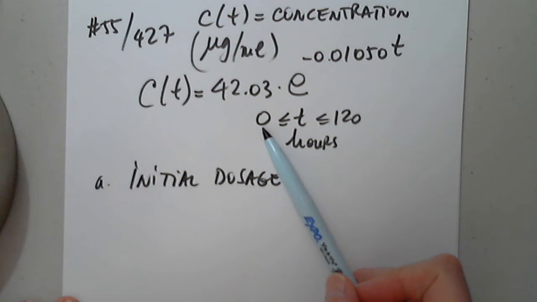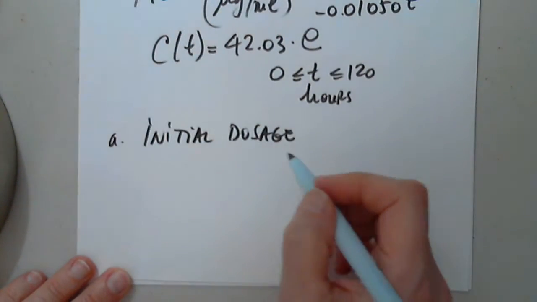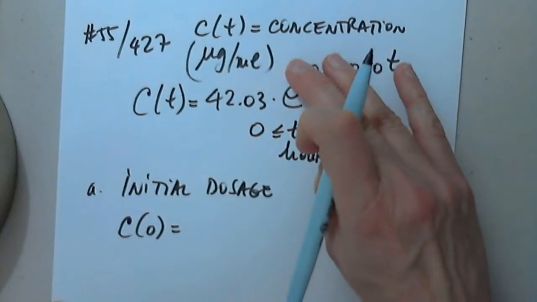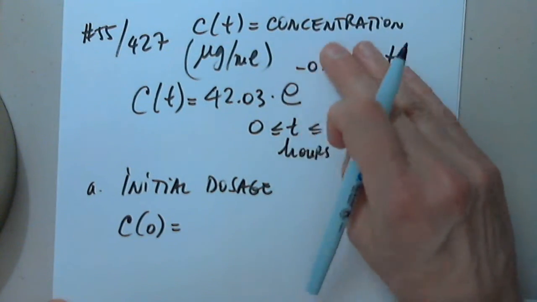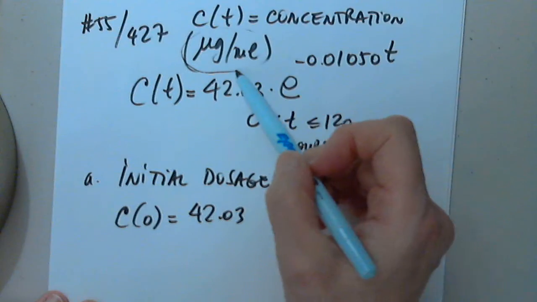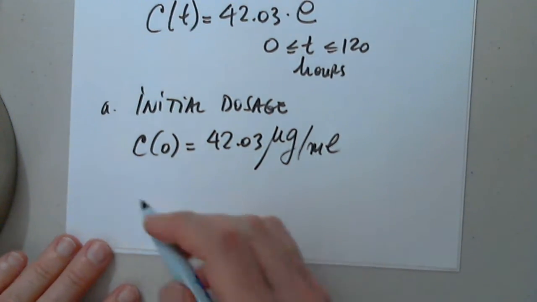Exactly. The initial is always when x, or t, is 0. So we have the concentration. This is the function, and all we are asked to find for the initial dosage is C of 0. So 42.03. Exactly, because when t is 0, e to the 0 becomes 1, so it's 42.03. Please never forget the measurement unit, micrograms per milliliter.